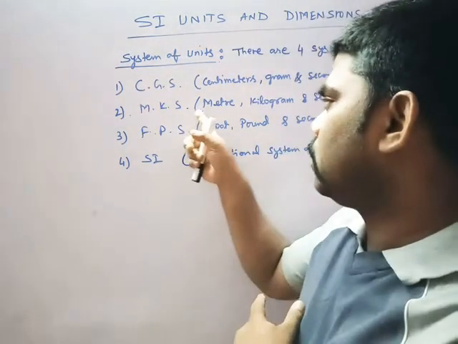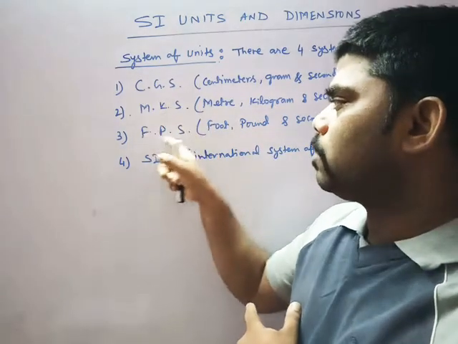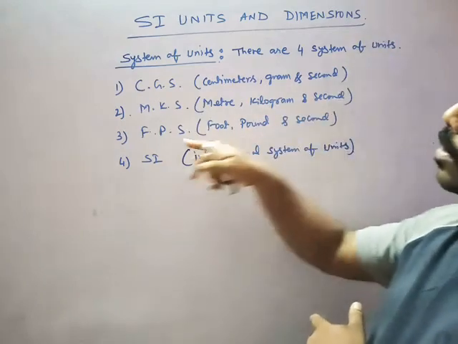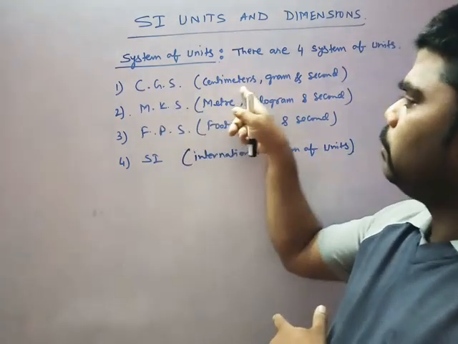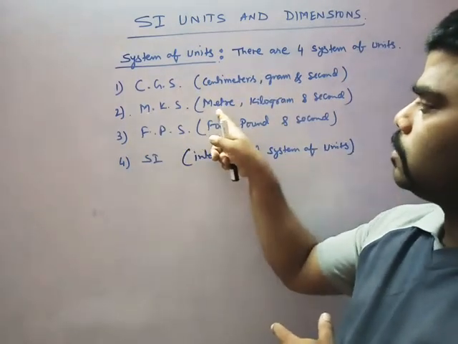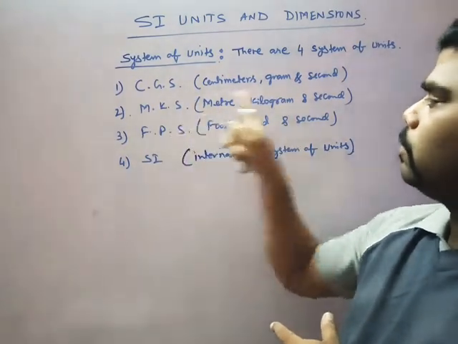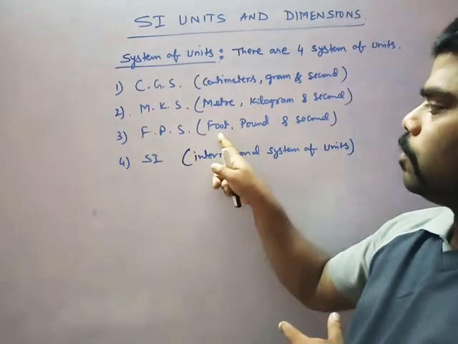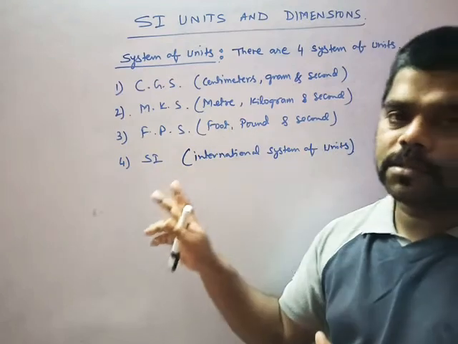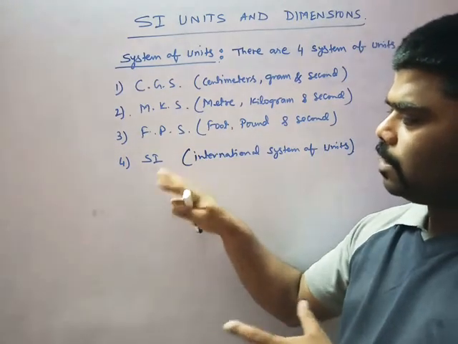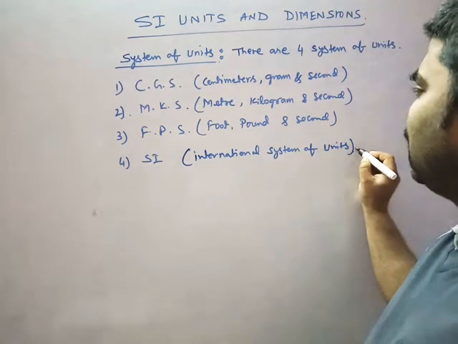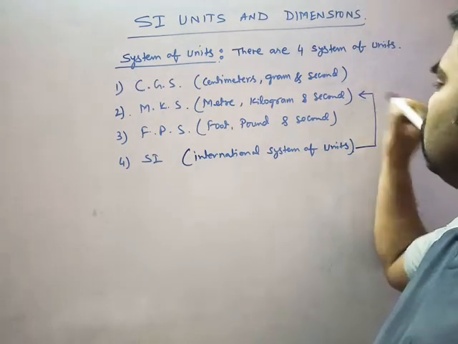Maybe I can share with CGS, MKS or FPS. So what is the full form of this? There are 4 different systems of units. CGS: centimeter, G for gram, S for second. MKS: M for meter, K for kilogram, S for second. FPS: F for foot, P for pound and S for second. Is it right? SI is the international system, and this international system is actually in the form of what?